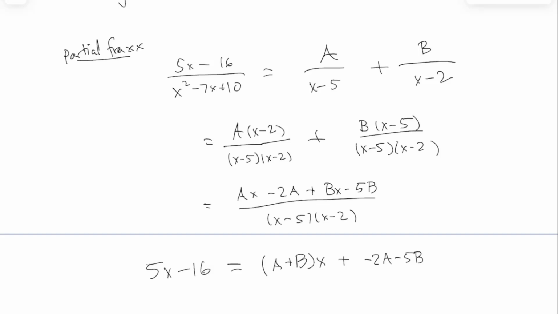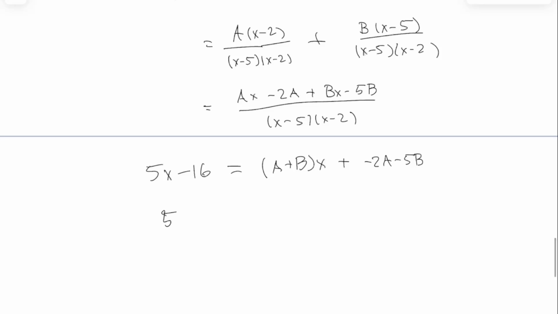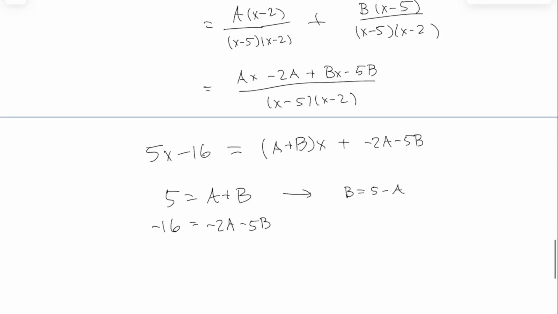All right. And now we equate the like terms on either side. The coefficients on x are equal, so 5 equals a plus b. And the constant parts are equal. So negative 16 equals minus 2a minus 5b. Right. And now we solve the system by whatever means you like. I usually like doing substitution, so I'm going to take the first one, say b is 5 minus a, and then you plug that into the second one. This sometimes can be a pain to do, but it's not so bad.